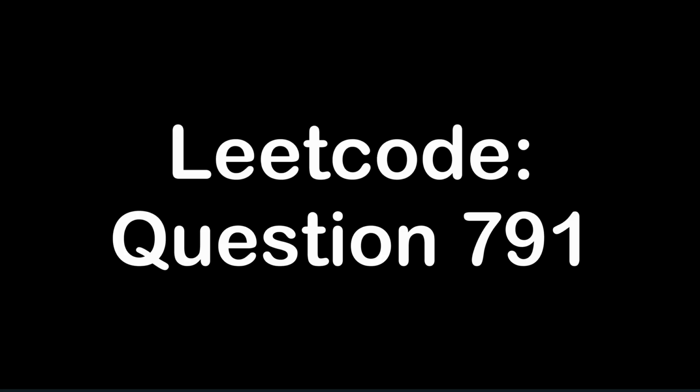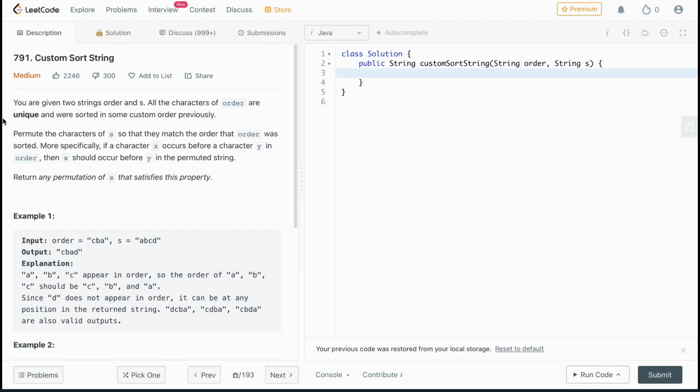Today we're going to be going over the Java solution for Leetcode 791, custom sort string. You are given two strings, order and s. All of the characters of order are unique and were sorted in some custom order previously. Permute the characters of s so that they match the order that order was sorted. More specifically, if a character x occurs before a character y in order, then x should occur before y in the permuted string. Return any permutation of s that satisfies this property.